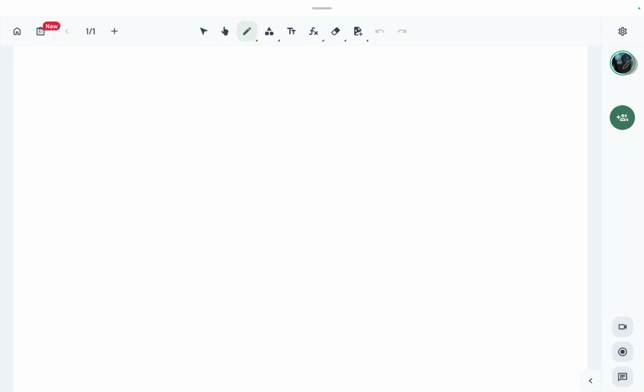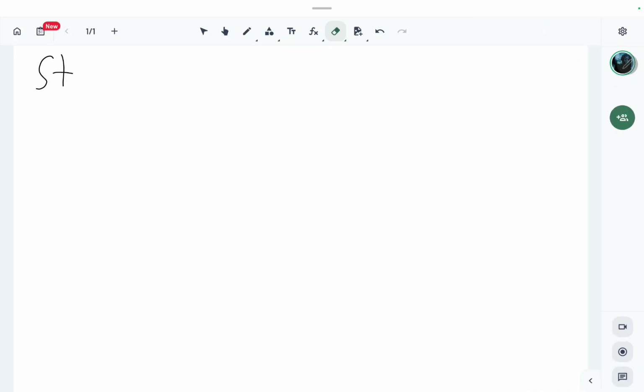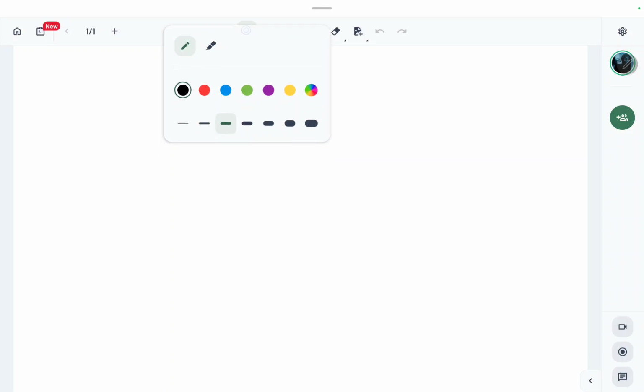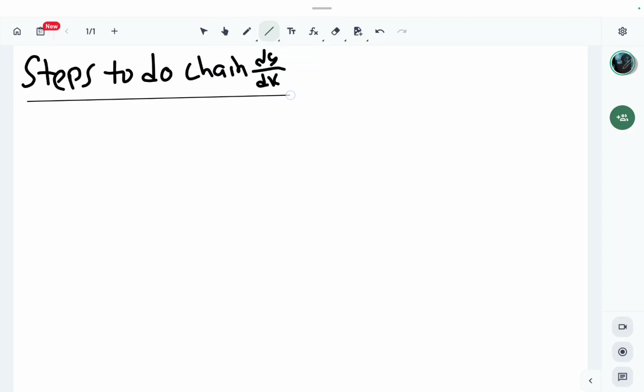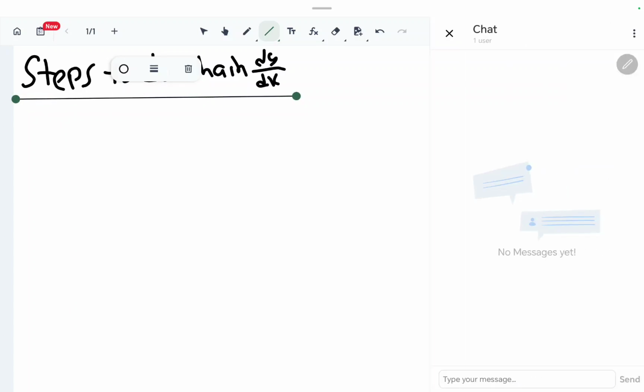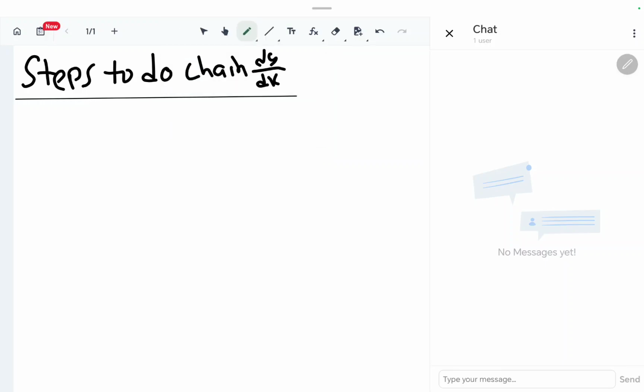Now, what we are going to do, we are going to learn the steps to do chain dy over dx. So I'll write out in red, cyan, and yellow.